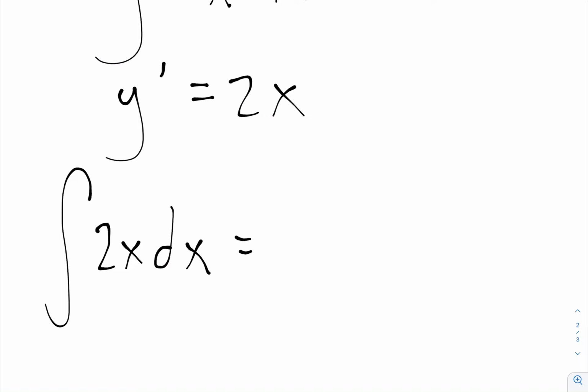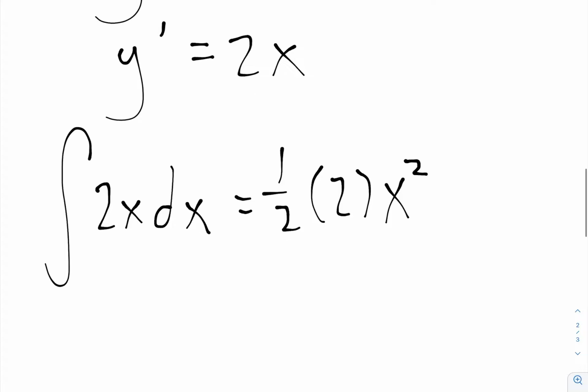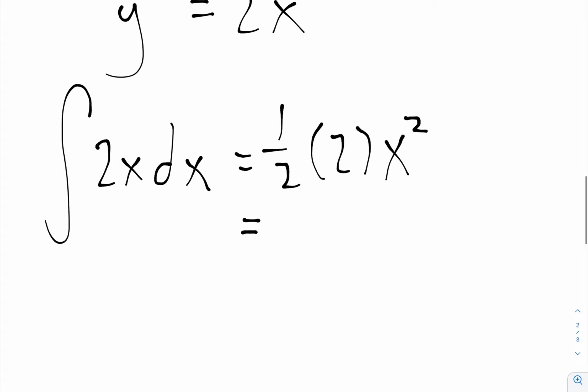You're going to use another rule with integration that I'm going to teach you later. This is going to be 1/2 times 2 times x squared. Okay, 1/2 times 2, that's going to be 1. So we're just left with x squared. And we always have to add this plus c here. You'll figure out why later.